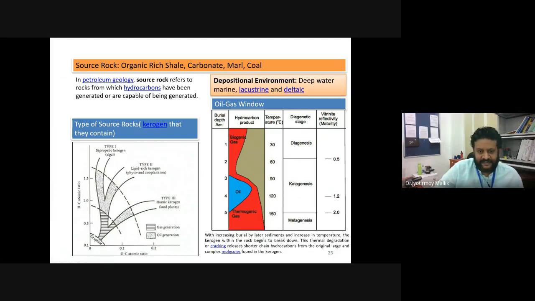So the first thing is the presence of kerogen, or the presence of organic matter in the source rock. Now, it's not enough to have only the source rock and the kerogen or the organic matter in the source rock. We will further need that particular temperature in that system to be present.